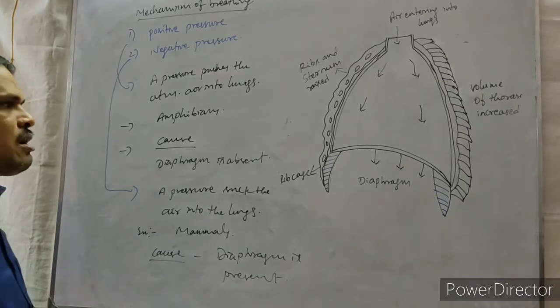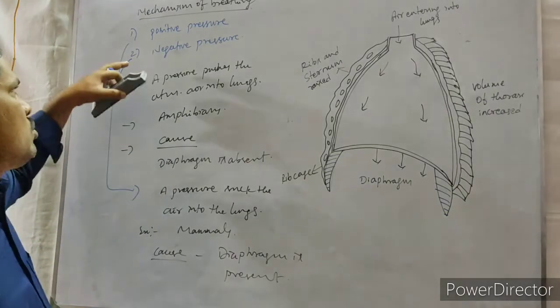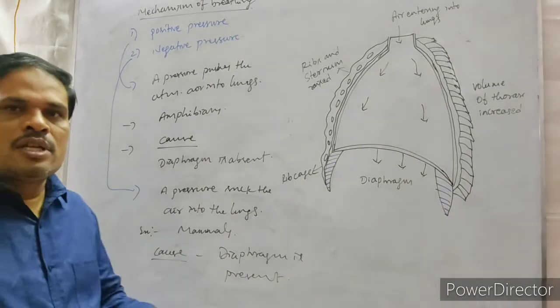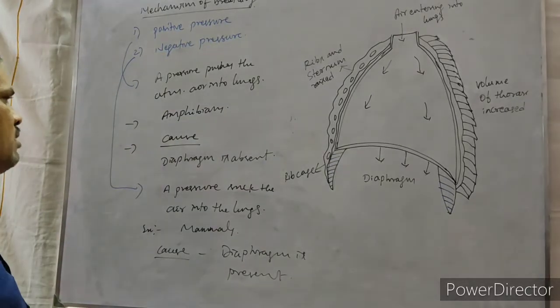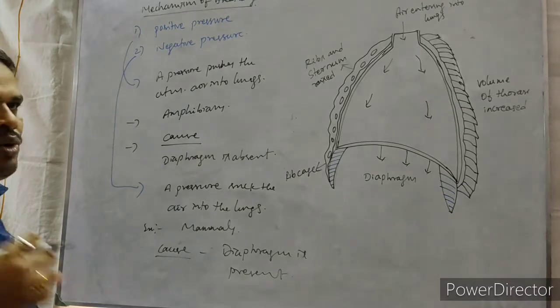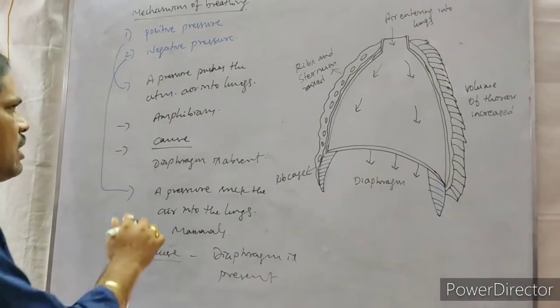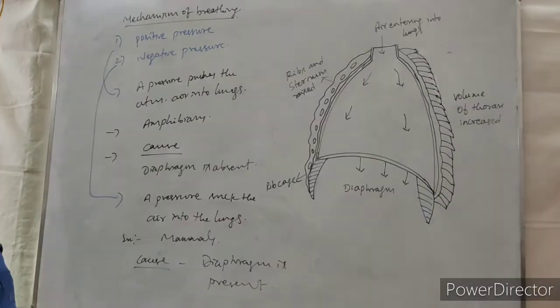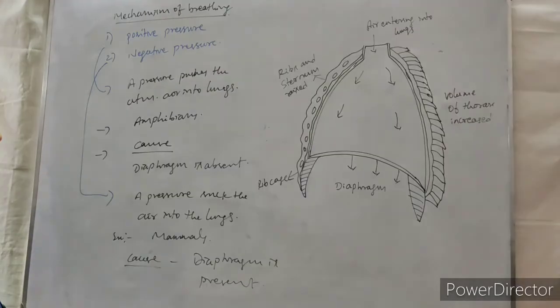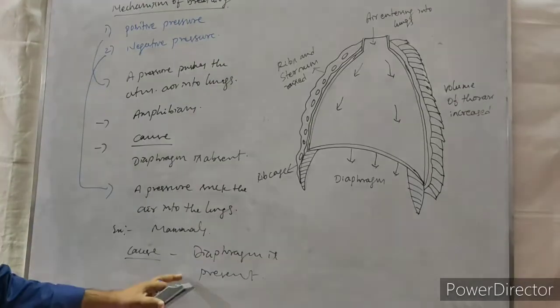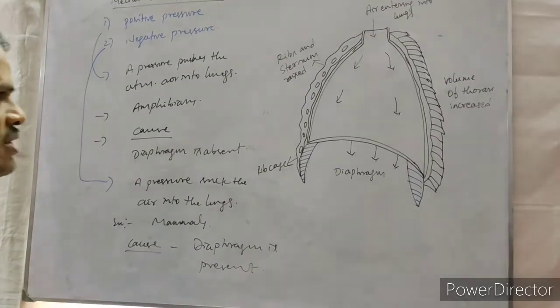Due to the presence or absence of the diaphragm, two types of pressures are helpful for respiration. One is positive pressure, another is negative pressure. Positive pressure means the outside pressure pushes the air into the lungs. Negative pressure means the inside pressure sucks the air into the lungs. So, human beings are examples of negative pressure.